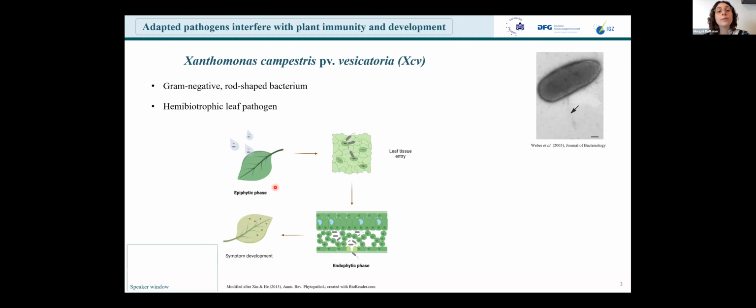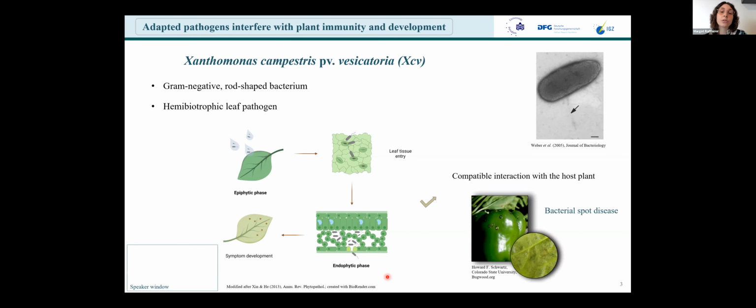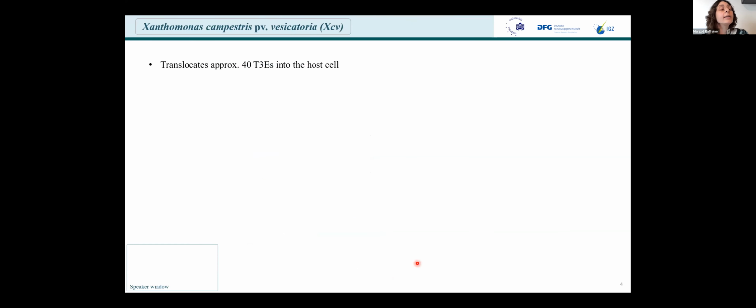But after this generally very short phase, XCV enters the leaf tissue through stomata, where it is able to colonize the apoplast. And whenever XCV encounters a susceptible host plant, it is able to proliferate, and therefore it is the main causal agent of the bacterial spot disease in agronomically very relevant crop plants such as tomato or bell pepper. So depending on the strain, XCV translocates approximately 40 type 3 effectors into the host cell. Many of them are not characterized yet.